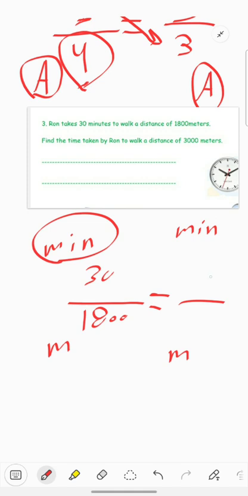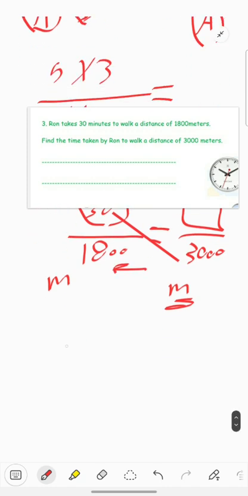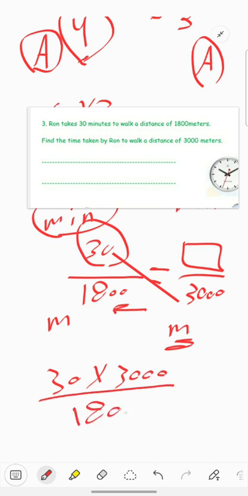So find the time. We need to find the time taken for a distance of 3,000 meters. The meter is the denominator, so we need to write 3,000 as the denominator. And now we need to find the time here. To find it, you multiply 30 by 3,000 divided by 1,800, like 30 times 3,000 over 1,800, cross, and you can find the answer easily.